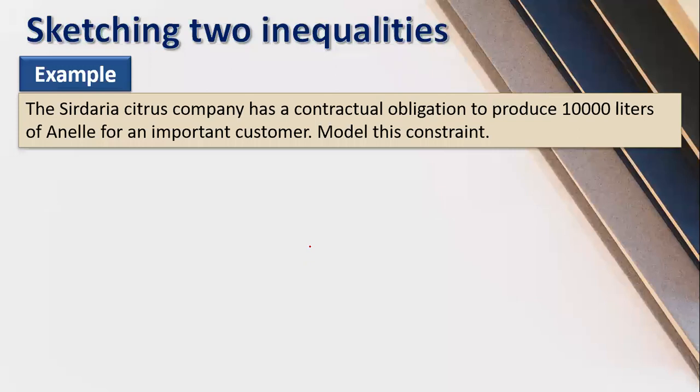Now we have another constraint on the same situation, another inequality. Read it: Siddhartha Citrus Company has a contractual obligation. They made a contract to produce 10,000 liters of anil X for an important customer. Model this constraint. They made a contract with some customer that they will produce 10,000 liters for him.